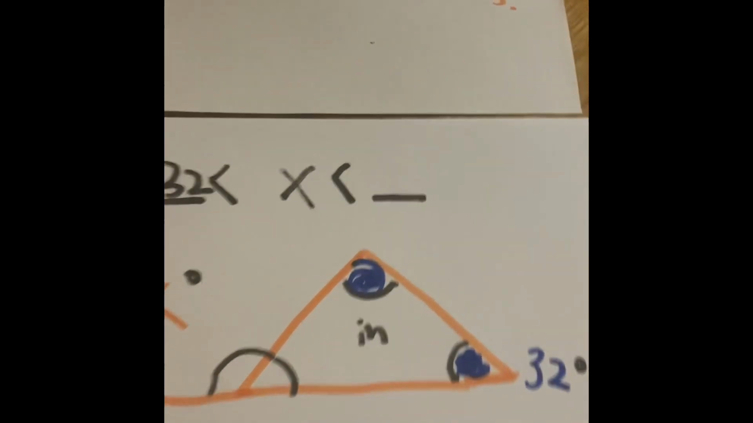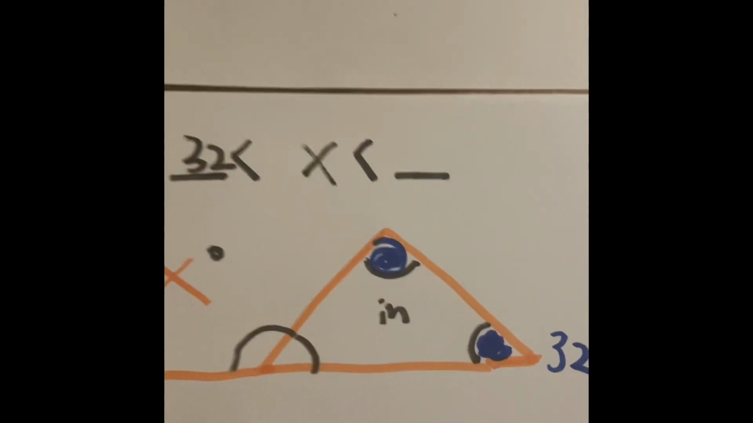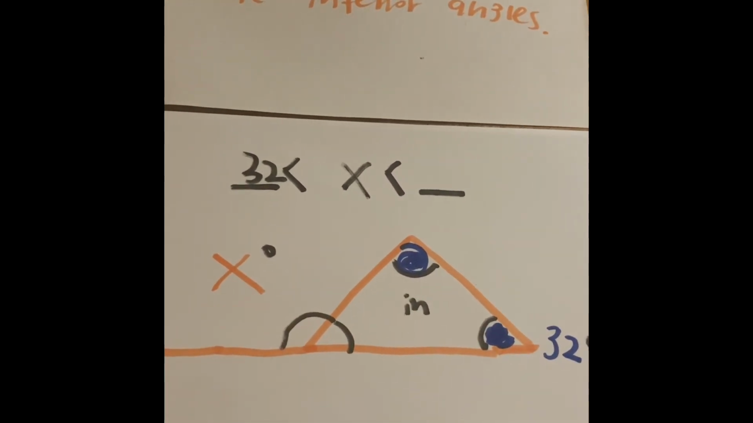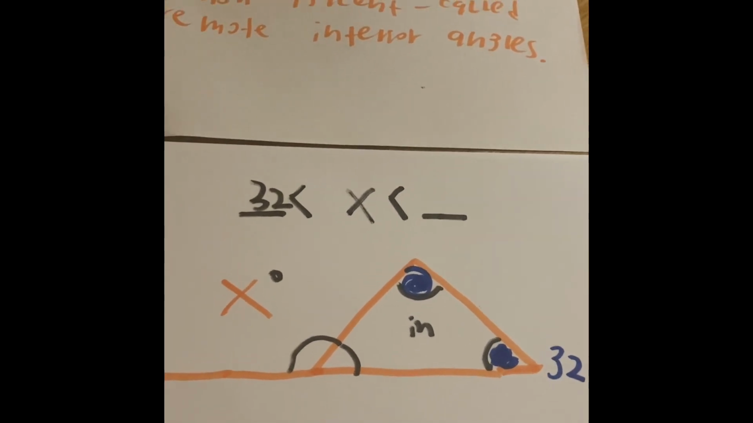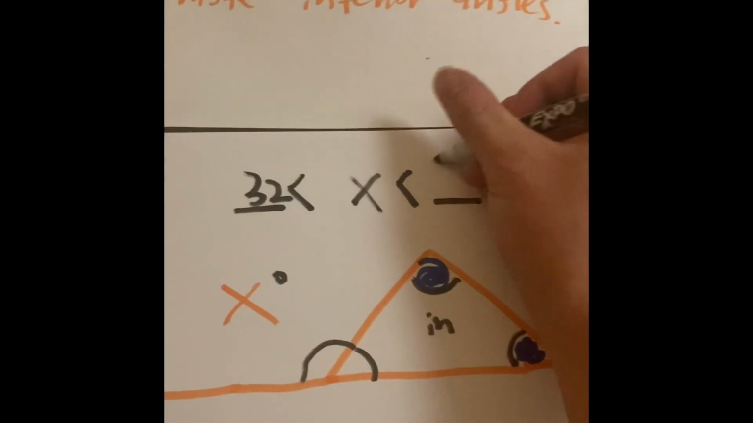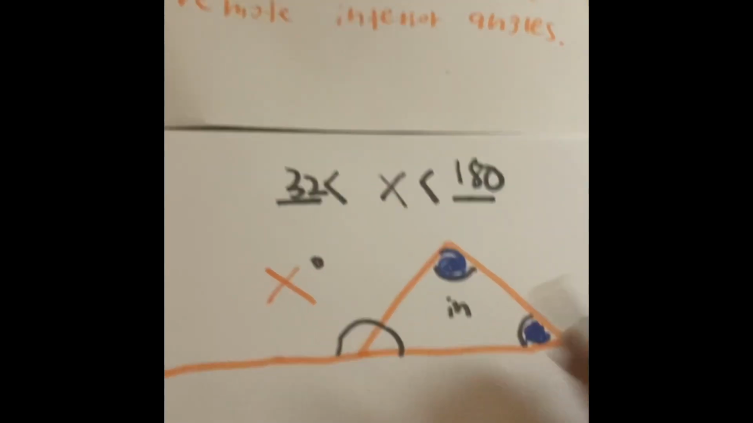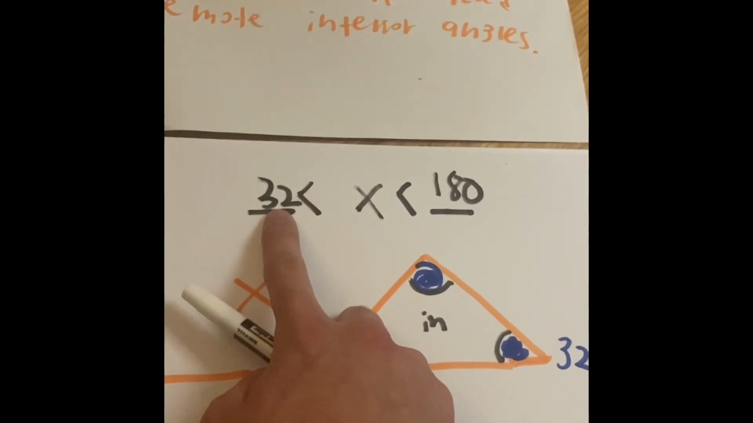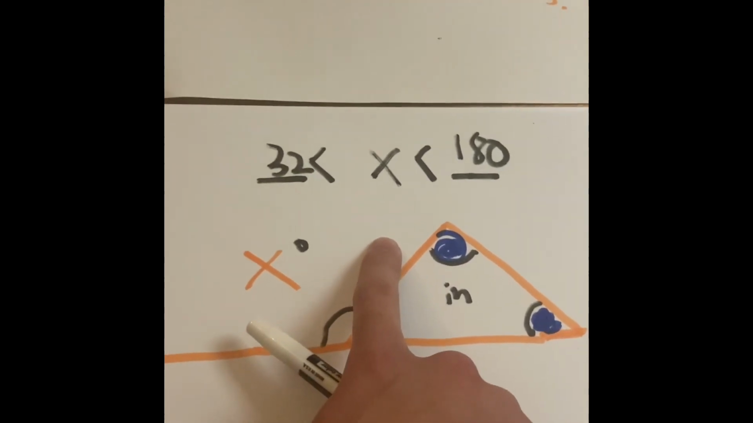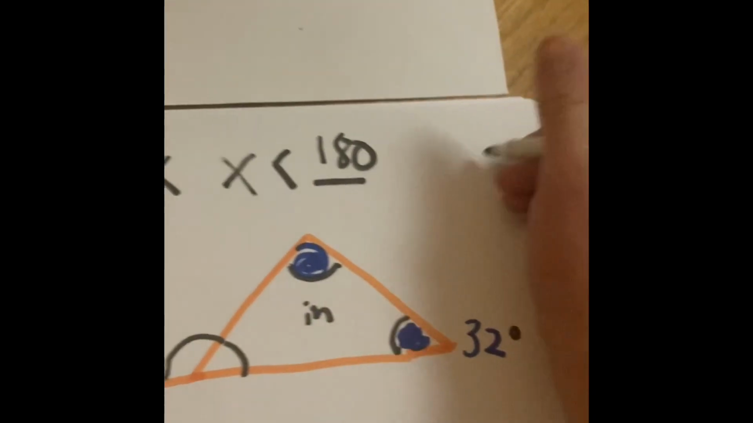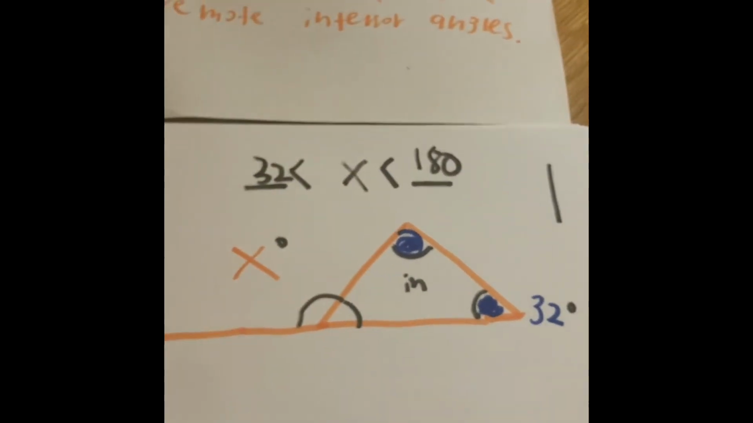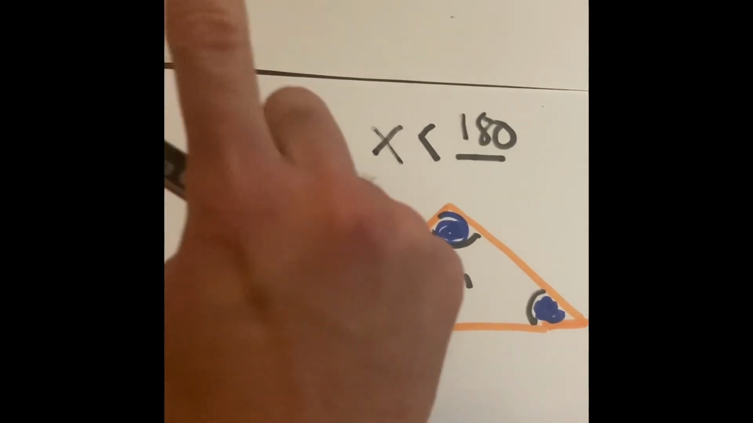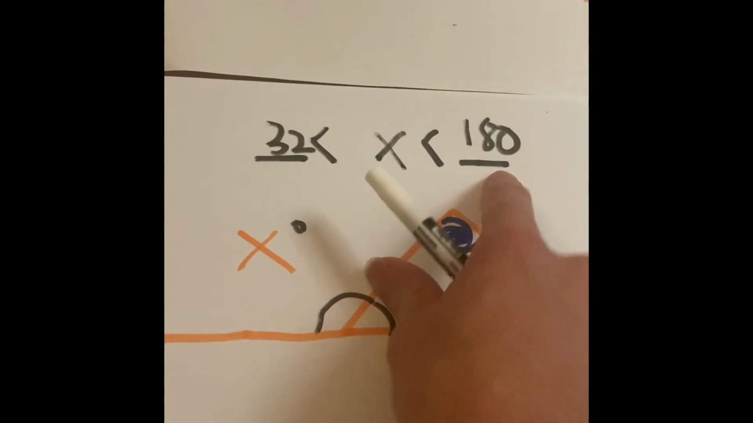But what about the other one? What about this one? It talks about X right there as an exterior angle. X could be anything until it no longer becomes an angle, 180 degrees. Since this is an obtuse angle, and it has to be greater than 32, it can be any angle until it doesn't become one, which is 180, a straight line. So here is what X can be: anything greater than 32, and less than 180 degrees.